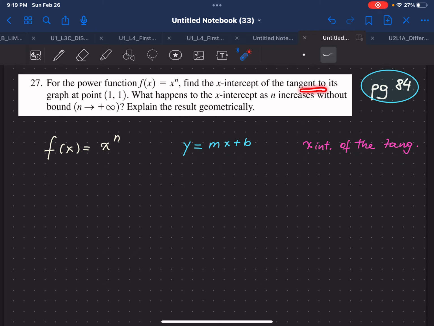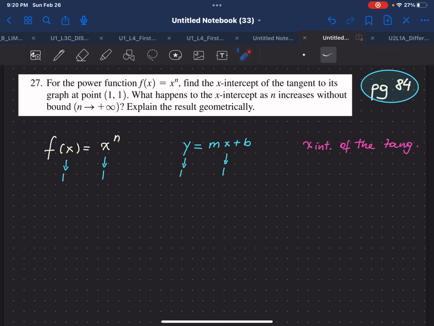So the tangent is drawn at the point 1, 1. Now remember that when we draw a tangent line on the graph of a function, the point of tangency is a point that belongs to both the graph of the function and the tangent line. So what that means is that the coordinates of this point must satisfy both the equation of the function and the equation of the tangent. So if we substitute x equals 1, 1 into the equation of the function, it must make the equation true, and the same thing we can say about the equation of the tangent.